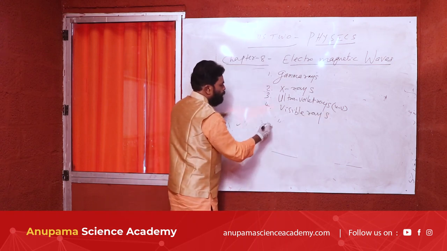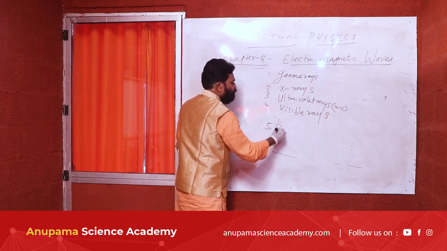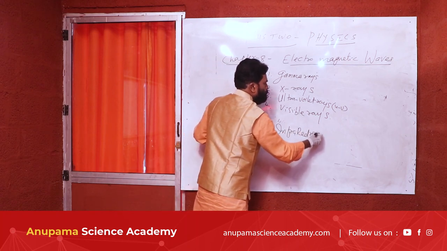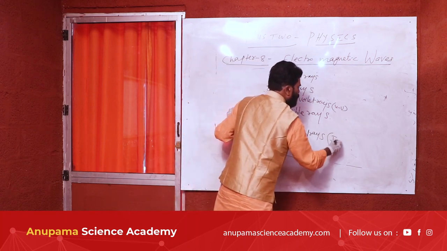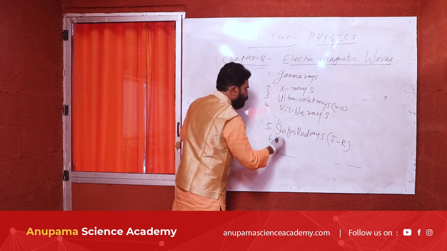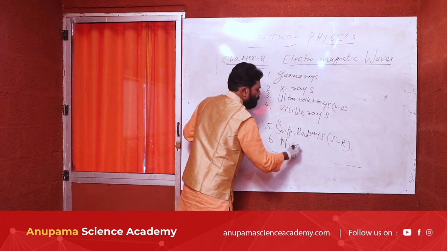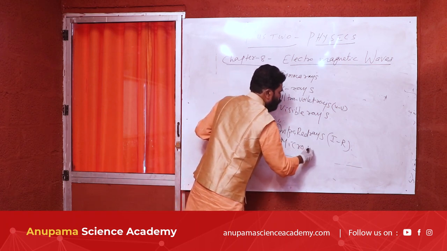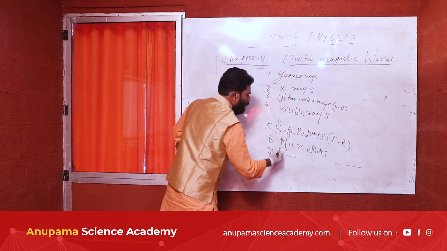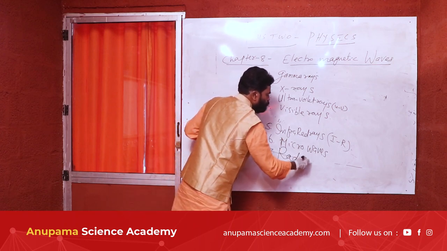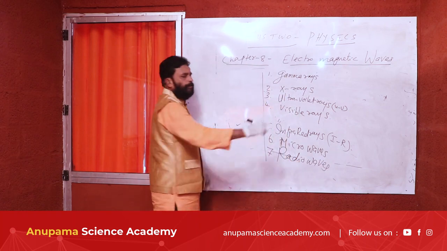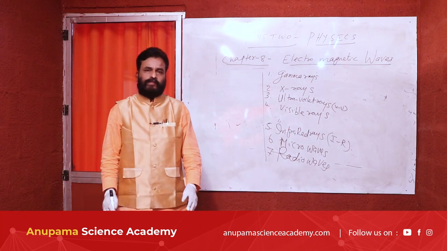Then the fifth one, that is infrared rays, that is IR rays. Sixth one, microwaves, usually say microwaves. Seventh one, radio waves. These are the seven members in the electromagnetic waves.